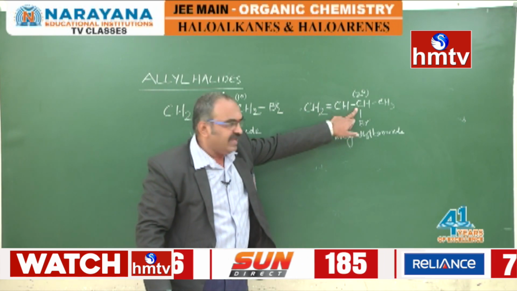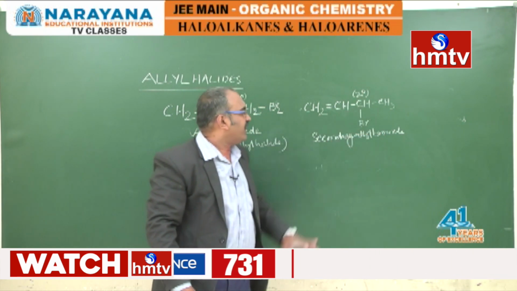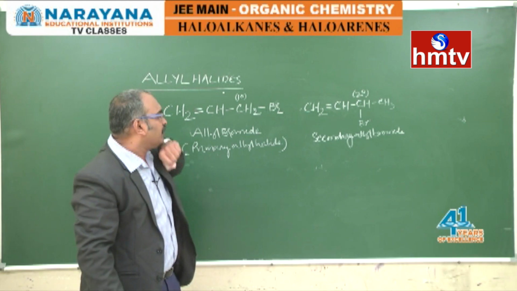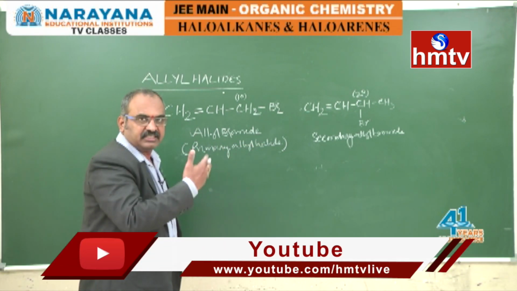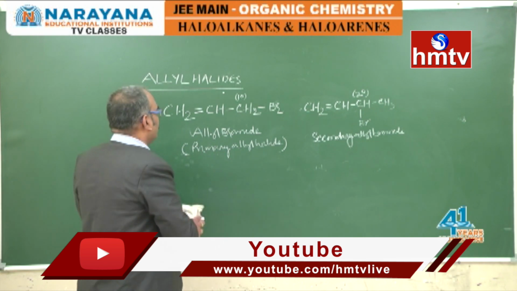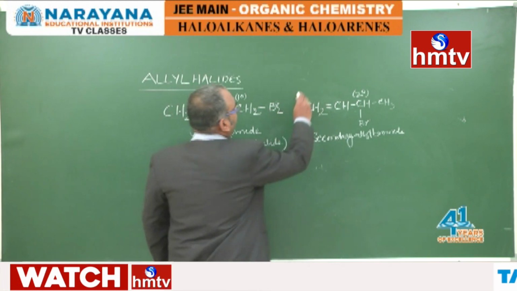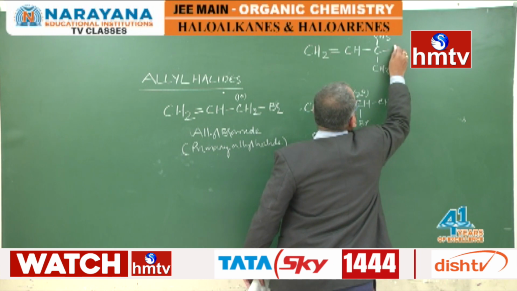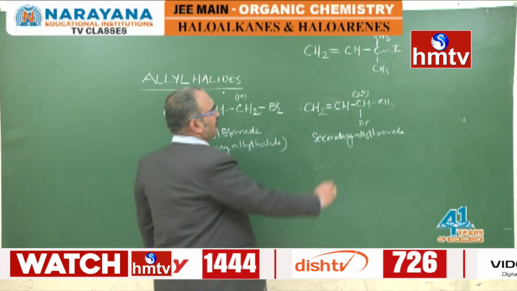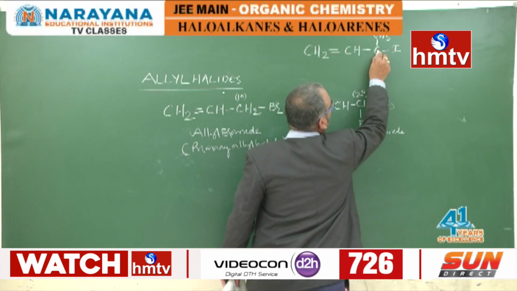So this is allyl, and this allylic carbon is attached to two other carbons, that's why it is secondary. That is secondary allyl bromide. Don't worry about the naming, we will discuss the naming in a different session. And one more thing we can get is a tertiary allyl halide. This is the carbon which is attached to the vinylic carbon, so it is allylic carbon.